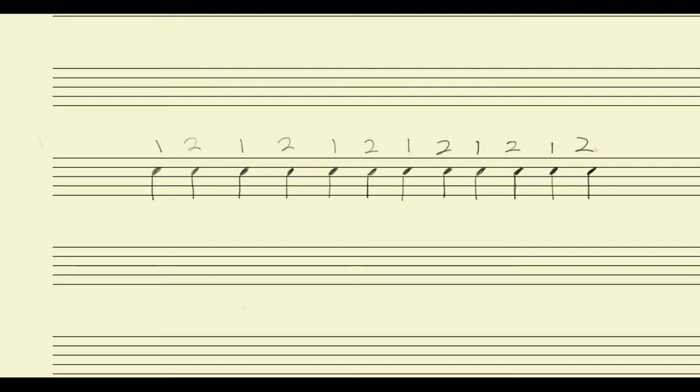1, 2, 1, 2, 1, 2, 1, 2, 1, 2, 1, 2. Notice there's a little swing to it. There's a little groove to it. There's a little emphasis on the first of those 2 in the groups of 2. 1, 2, 1, 2, 1, 2. And I could replace that with, say, a group of 3. And let's actually try that and see how that sounds differently.